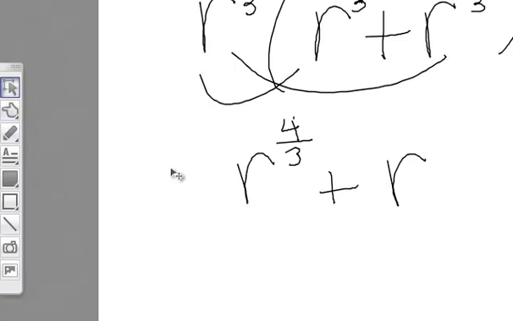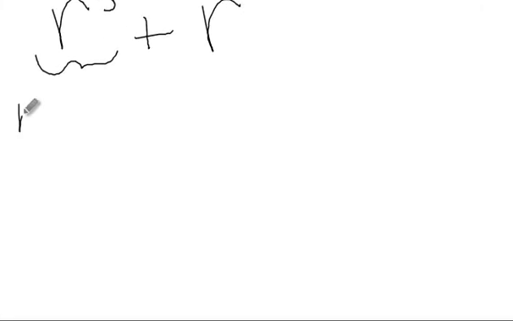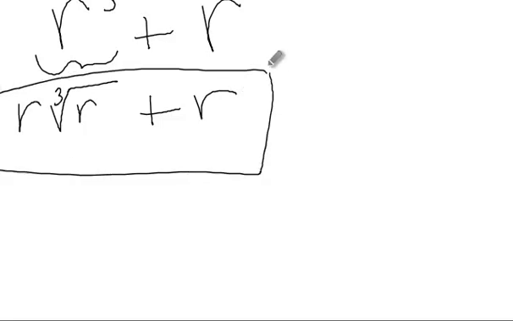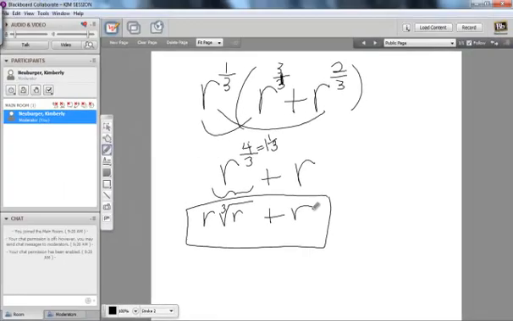And then you can simplify this first one if you want to turn it back into radical form and say, well, 4/3 is the same thing as 1 and 1/3. That means that you'll have 1 r up front, and you'll have 1 r under your cube root. And this would be your simplified form for that particular problem.